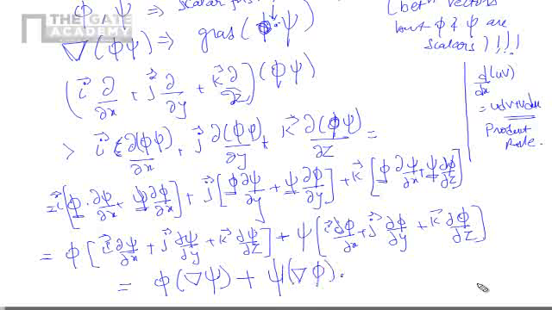So this is a very important result. Please remember. Gradient of phi psi is nothing but phi gradient of psi plus psi gradient of phi, where phi and psi are scalar functions. Clear?